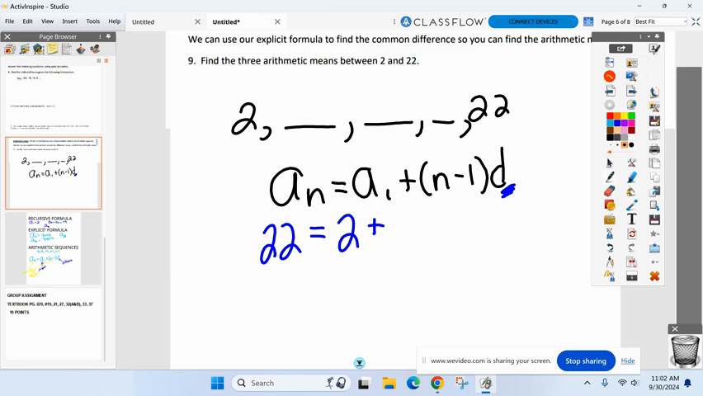22 is which term in the position in this sequence? The fifth: 1, 2, 3, 4, 5. It's the fifth term. Do we see how those two go together? You put the term's position in for n, n minus 1, times d. Now solve.